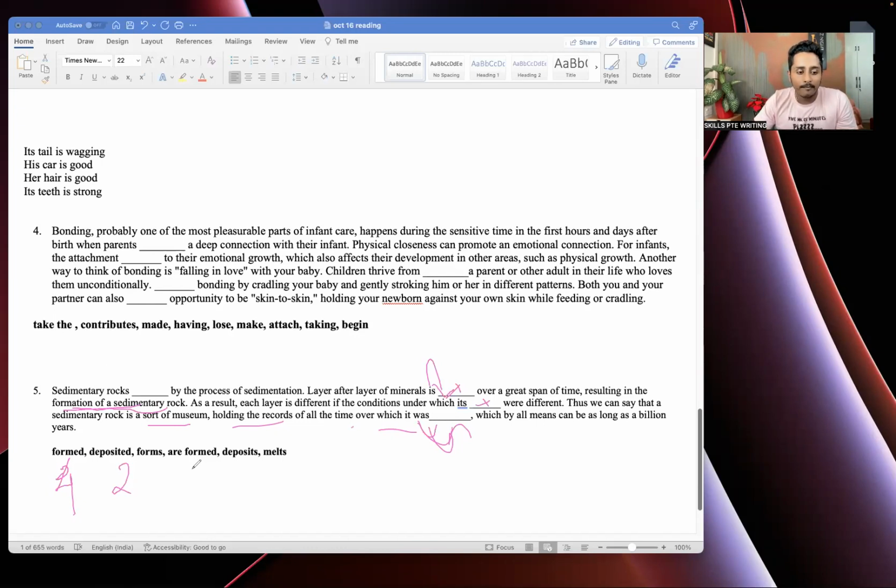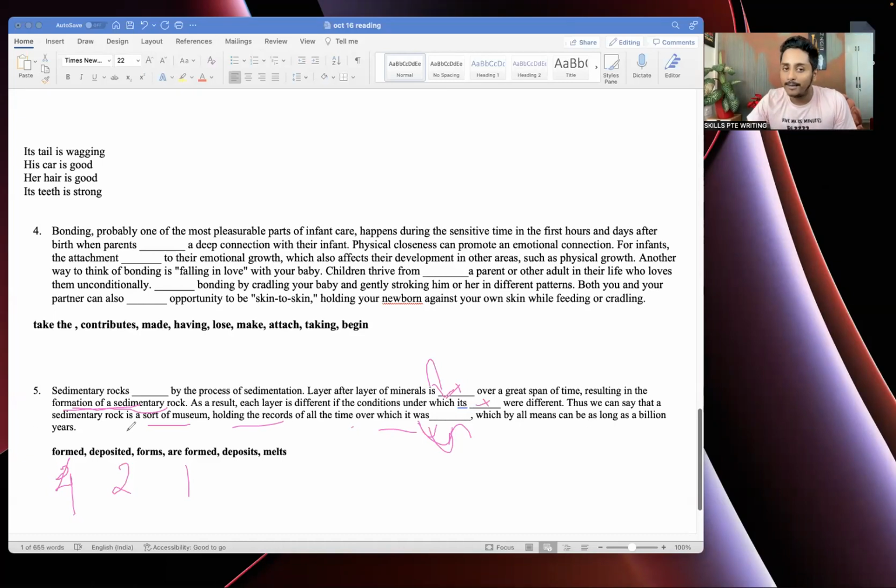Sedimentary rocks are formed by the process of sedimentation. Layer after layer of minerals is deposited over a great span of time, resulting in the formation of a sedimentary rock. Minerals get deposited over time, forming a big rock. That's called sedimentary rocks. As a result, each layer is different if the conditions under which its deposits were different. The deposit is different, so each layer will be different. An entire sedimentary rock is formed by layers after layers.